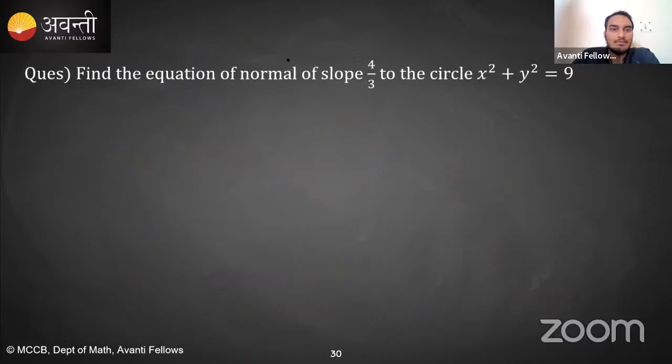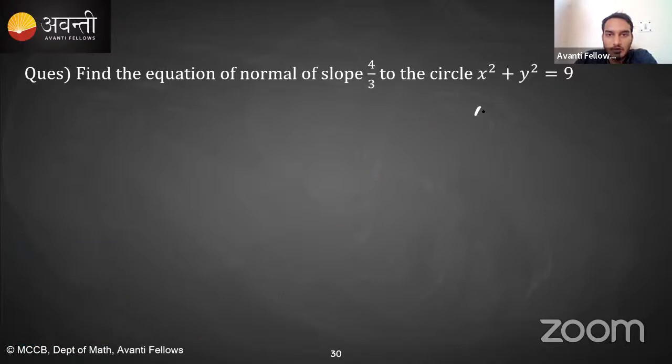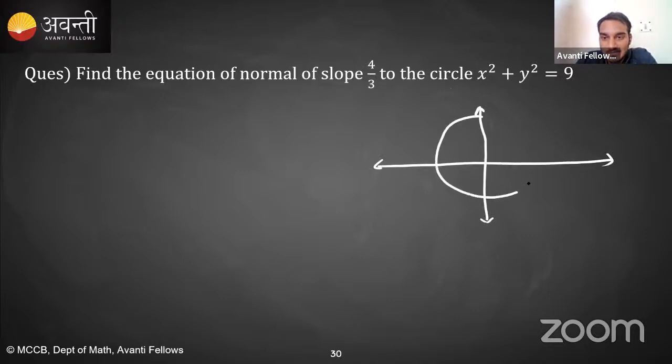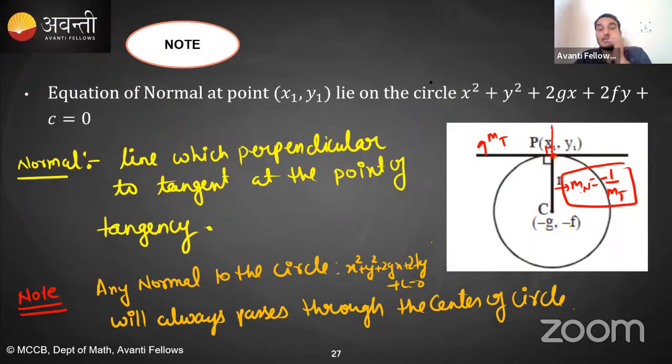Okay. So now let's say I have to find the equation of normal of slope 4/3 to the circle x square plus y square is equal to 9. The question is, find the equation of normal of the slope 4/3 to this circle. The circle is x square plus y square is equal to 9. Equation of normal, I said.